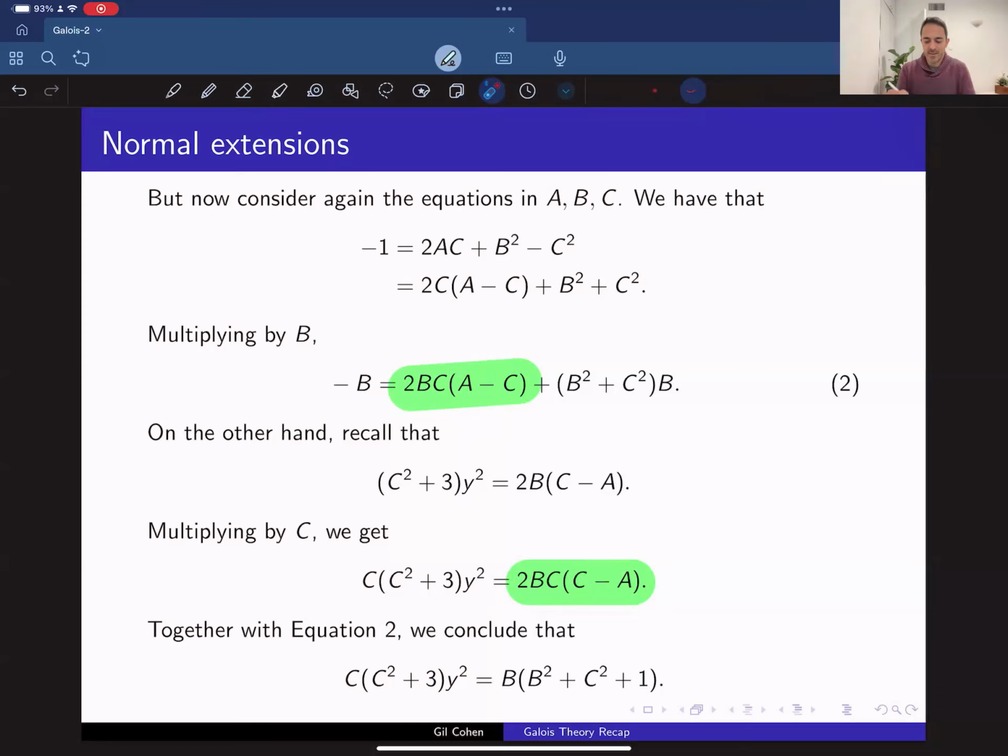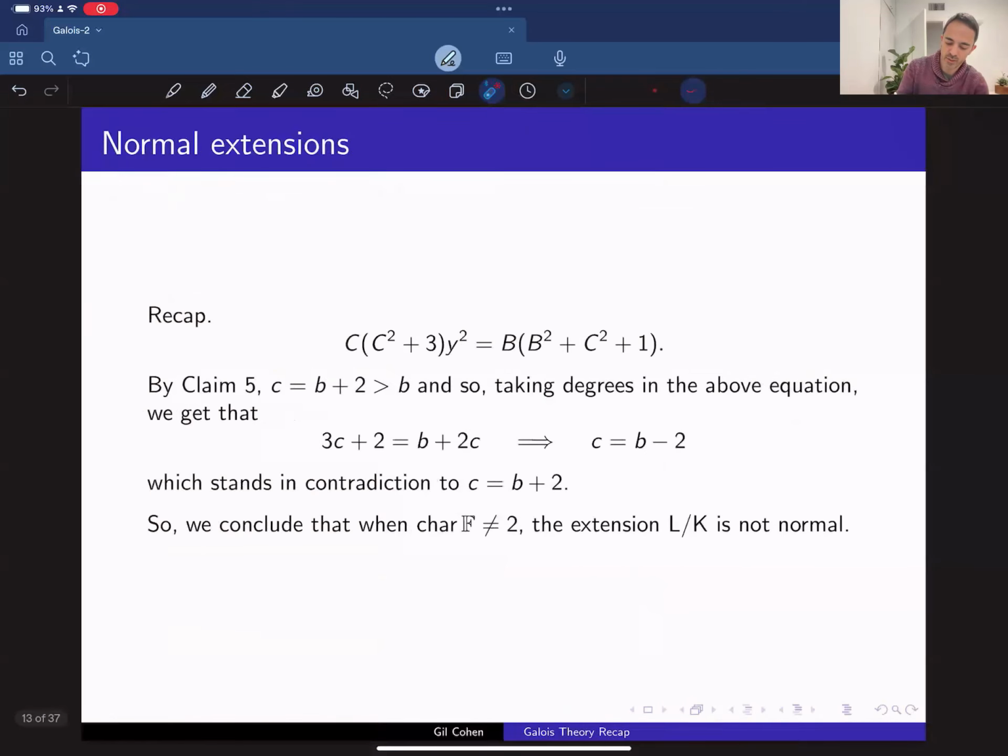And so when I plug it here and move things around, you get that this thing is b times (b squared plus c squared plus 1). Right? This minus b, when it moves to the other side, gets to this plus 1. Okay, so I wrote it here again. And now let's look at the degrees. So by claim 5, I know that c is b plus 2, which is in particular larger than b. That's what I need here for this point. c is larger than b.